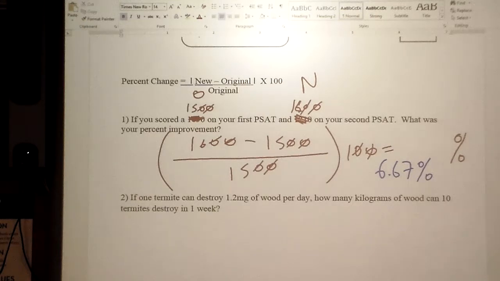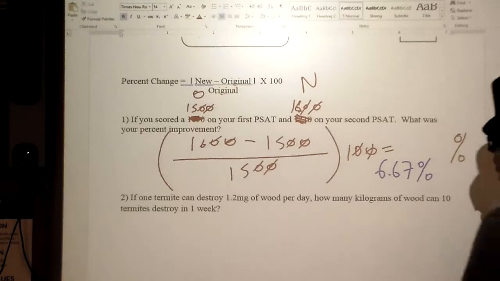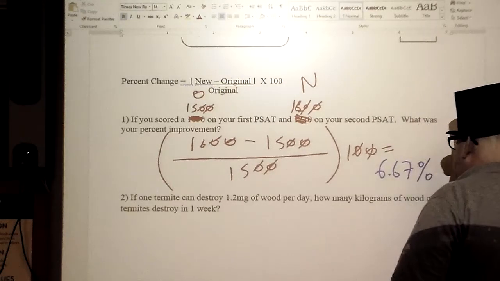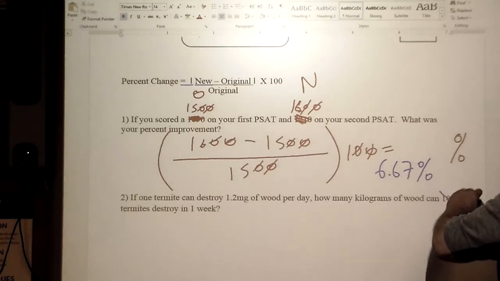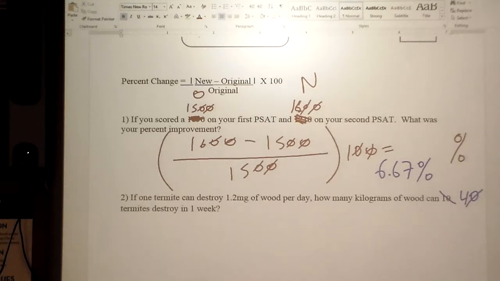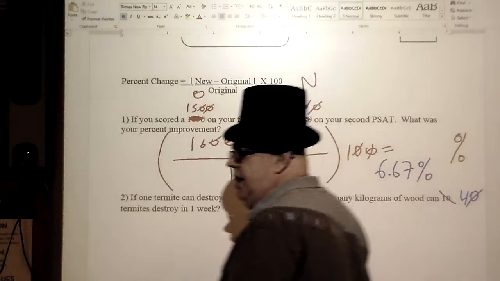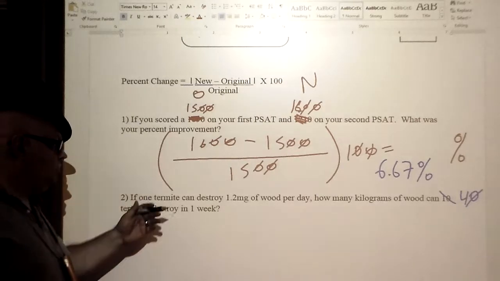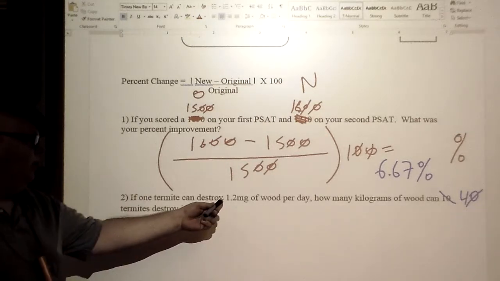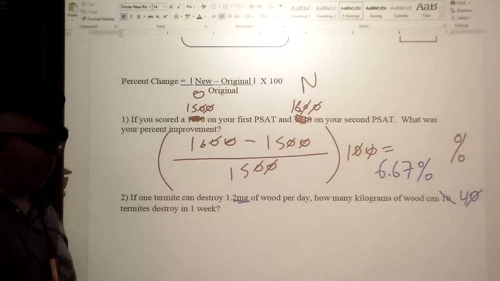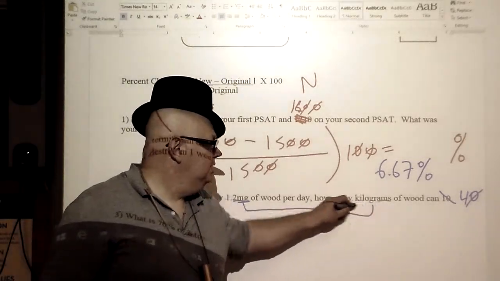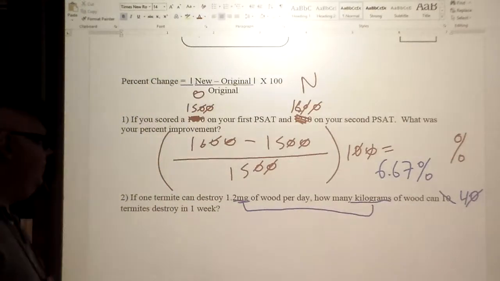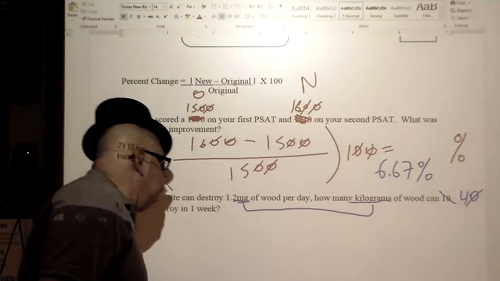If a termite can destroy 1.2 milligrams of wood per day, how many kilograms of wood can 10 termites destroy in a week? Let's be fun with it. Let's go with 40 termites destroying wood in a week. Well, first off, we have one termite taking out that many milligrams of wood. Now, you've got to go from milligrams to kilograms, and that's going to be a very, very small number.